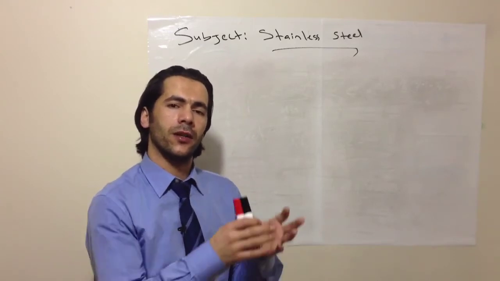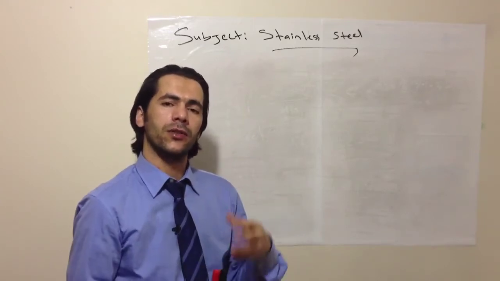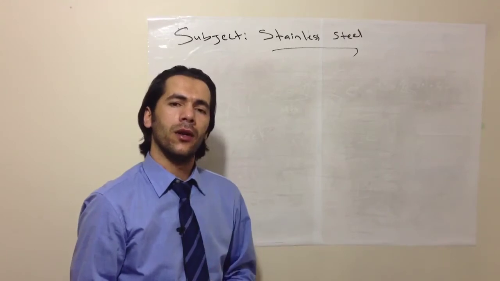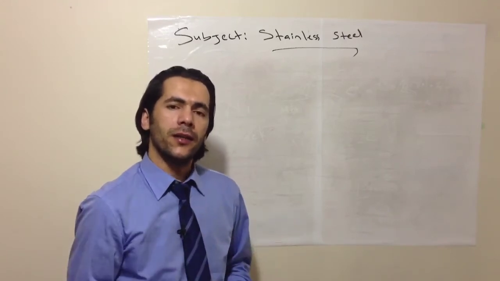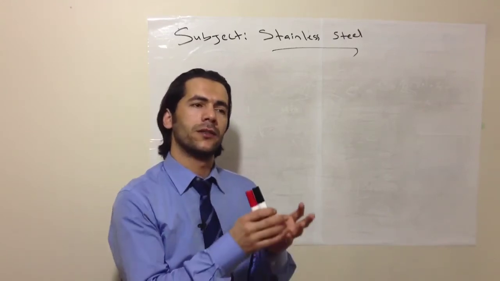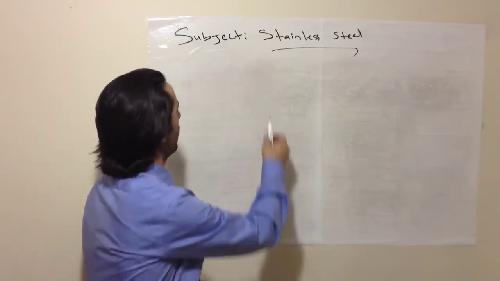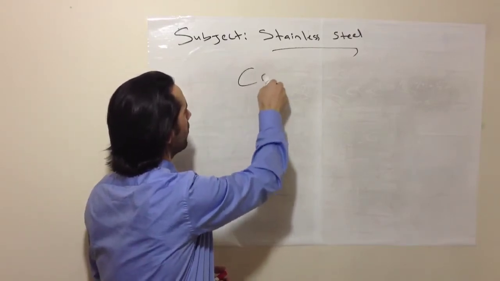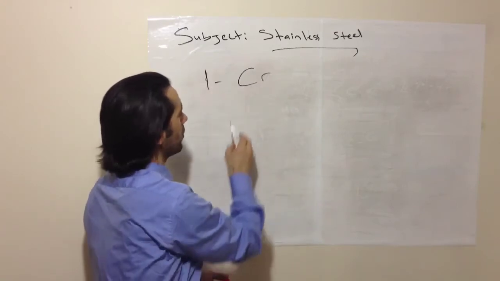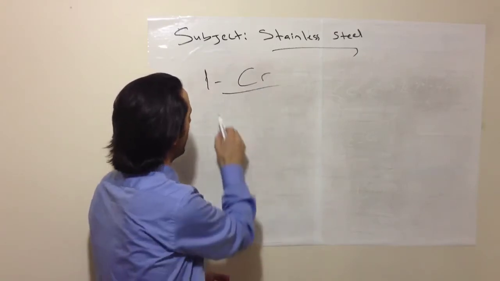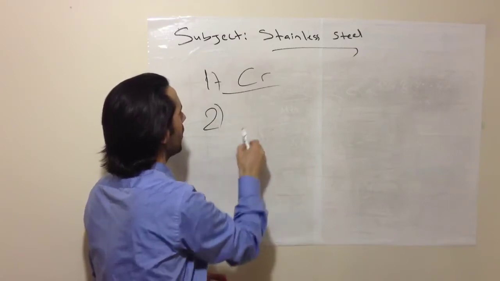Now let's talk about stainless steel, or the difference between steel and stainless steel. Stainless steel has a very strong resistance to corrosive environments, or it doesn't get rust in the atmosphere because of a different property. This property comes from chromium. That's our first very important element, and the second one is nickel.